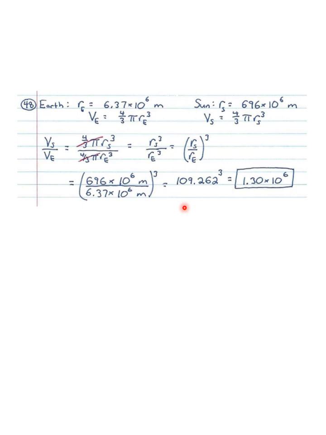The ratio of those radii is 109.262, and we're going to cube that, so 1.3 times 10 to the 6th. So the volume of the Sun is roughly 1,300,000 times the volume of the Earth.